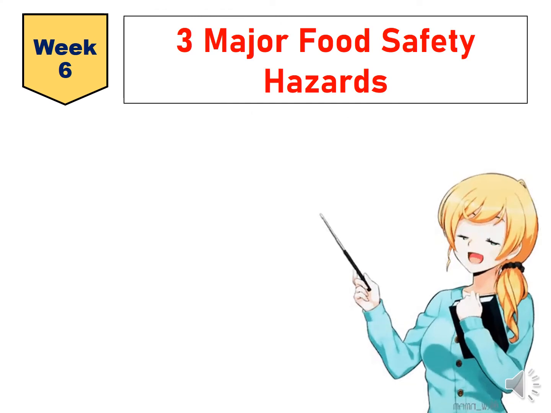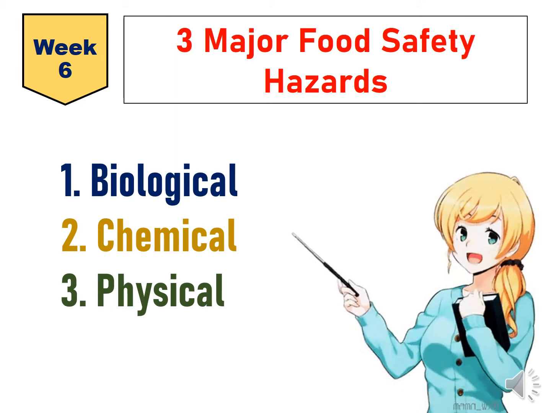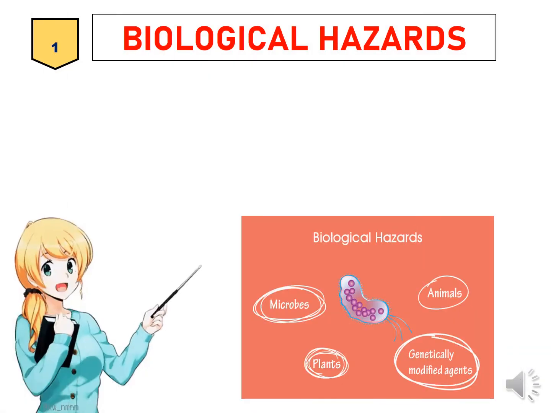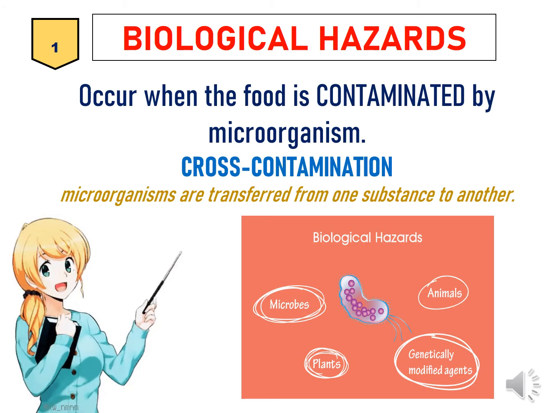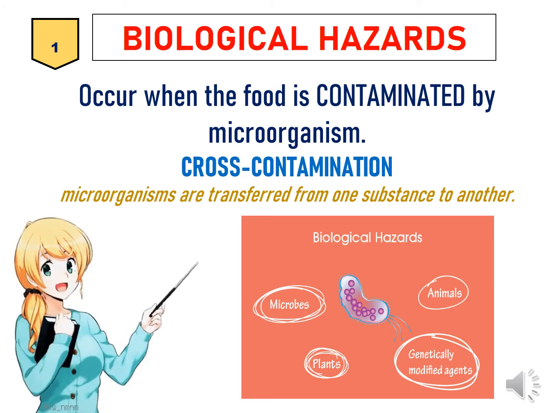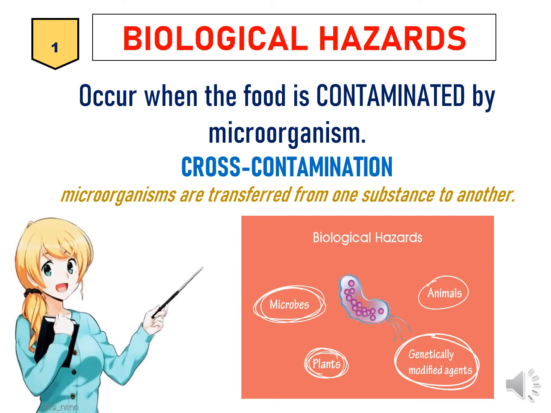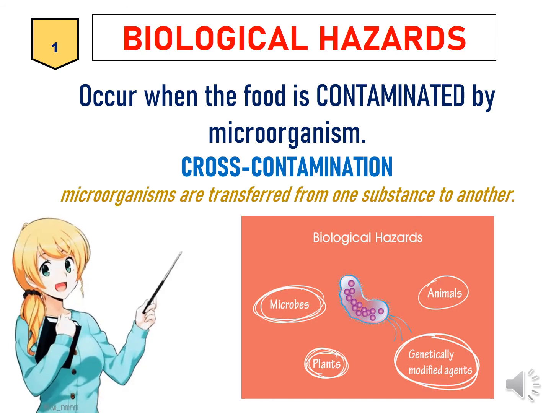Following are the three major food safety hazards. First, biological. Second, chemical. And third, physical. Number 1, biological hazards. It occurs when the food is contaminated by microorganisms like Salmonella, E. coli, and the like that can cause diseases. They are usually introduced to the food from the environment.